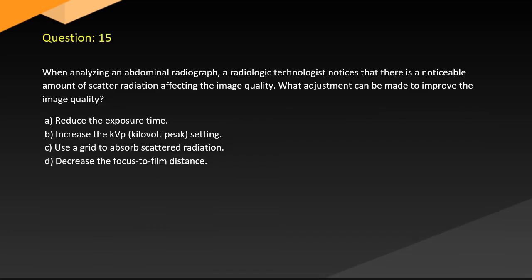Question 15. When analyzing an abdominal radiograph, a radiologic technologist notices that there is a noticeable amount of scatter radiation affecting the image quality. What adjustment can be made to improve the image quality? A. Reduce the exposure time. B. Increase the KVP, millivolt peak setting. C. Use a grid to absorb scattered radiation. D. Decrease the focus to film distance.